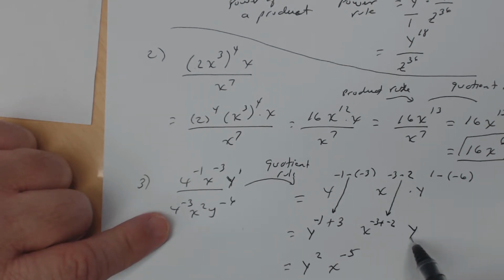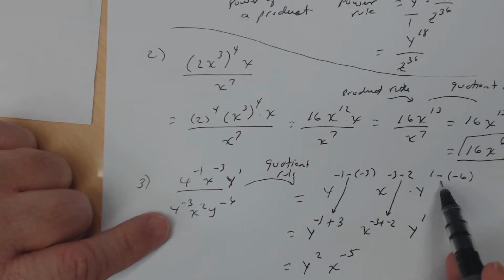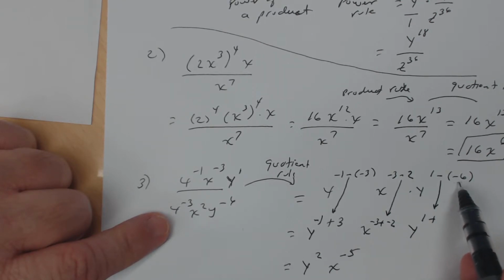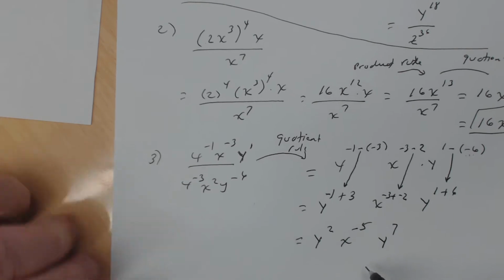And over here, that becomes 1. And remember, it's subtraction, change it to addition, so you can add the opposite. So the opposite of negative 6 is a positive 6. And so that becomes y to the 7th power. Okay, so that's where we're at.